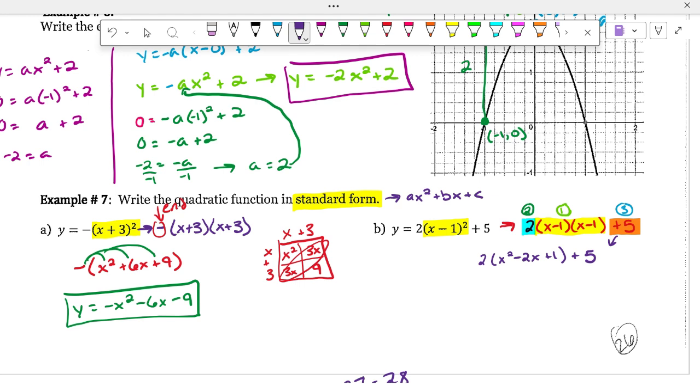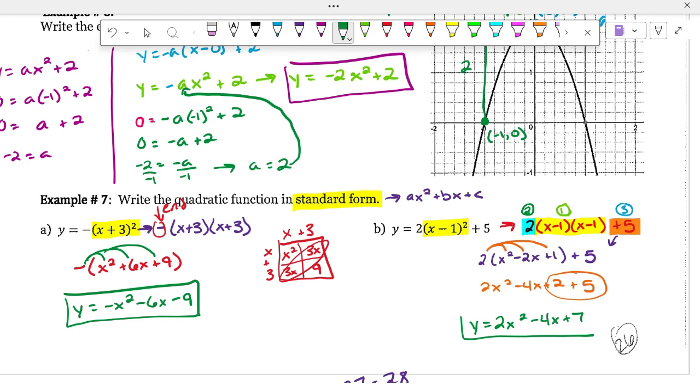Now, do you guys see why I would distribute next before I add the 5? Yes, because it's only connected to this set of parentheses. So this will be 2x squared minus 4x plus 2, and bring down the plus 5. And then the last thing I got to do is combine those last little like terms. So this will be y equals 2x squared minus 4x plus 7.